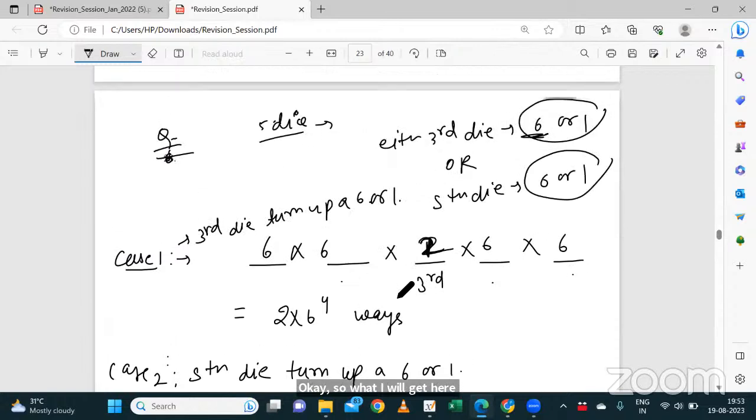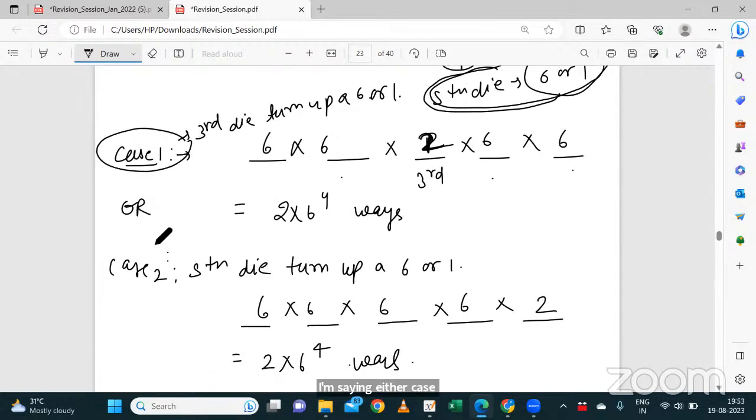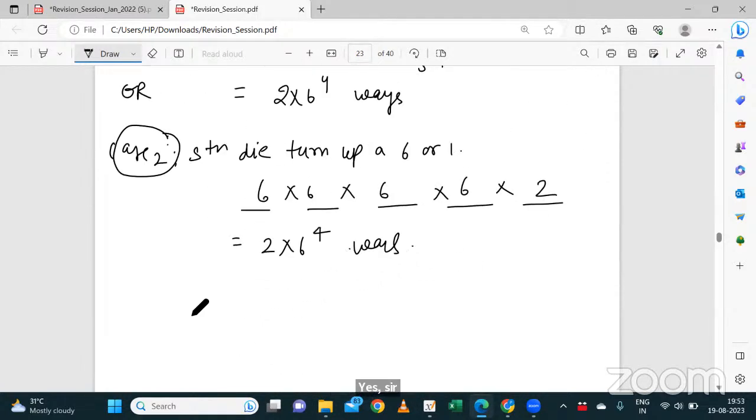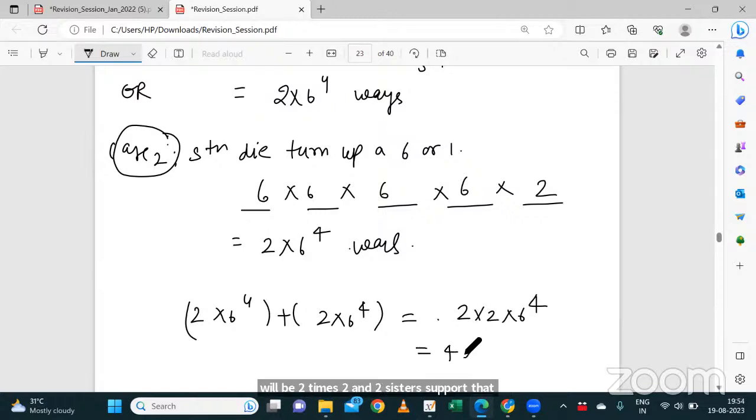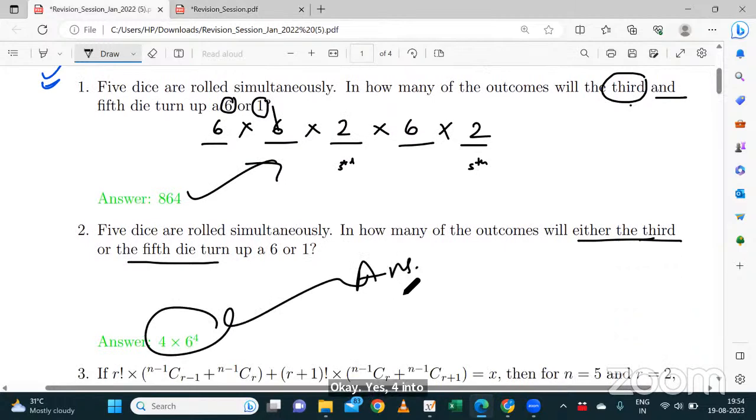Now, as you see in the question, it says either the third die turns up 6 or 1, or the fifth die turns up 6 or 1. Then what do I have to do? I am saying either case 1 or case 2, so I have to add case 1 and case 2, right? So the total number of ways is 2 into 6 raised to 4 plus 2 into 6 raised to 4. That means 2 times 2 into 6 raised to 4, which is 4 times 6 raised to 4, right? Clear? Are you getting the idea? By just turning the situation, you will get a different setup. So 4 into 6 raised to 4 is the correct answer.